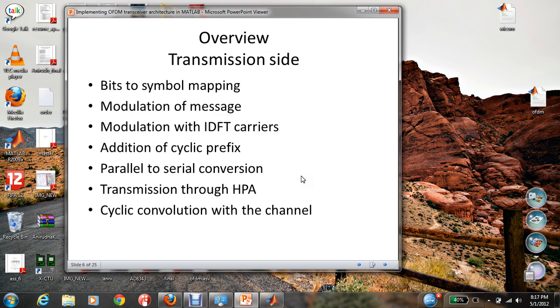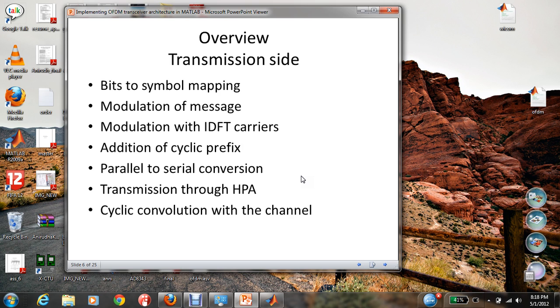At first, as we've learned in class, the bits are converted into symbols. Bits to symbol mapping is done, and then the message itself is modulated based on whatever modulation scheme we've been using, such as QPSK, GMSK, or QAM. The third step would be modulating it with the IDFT carriers.